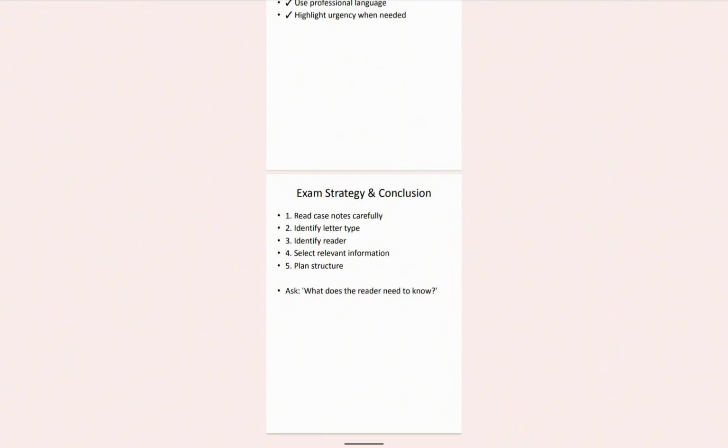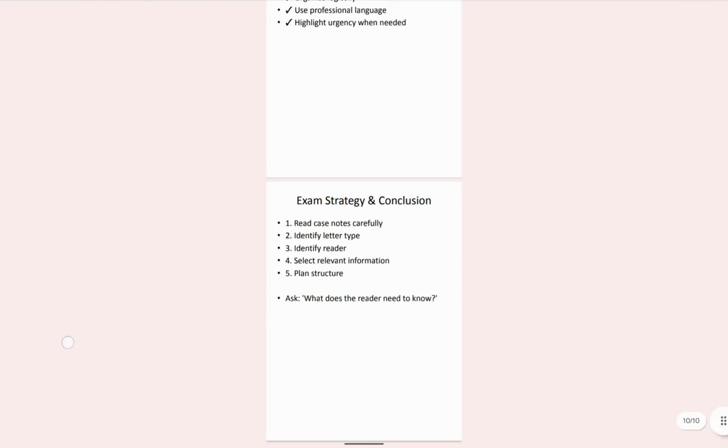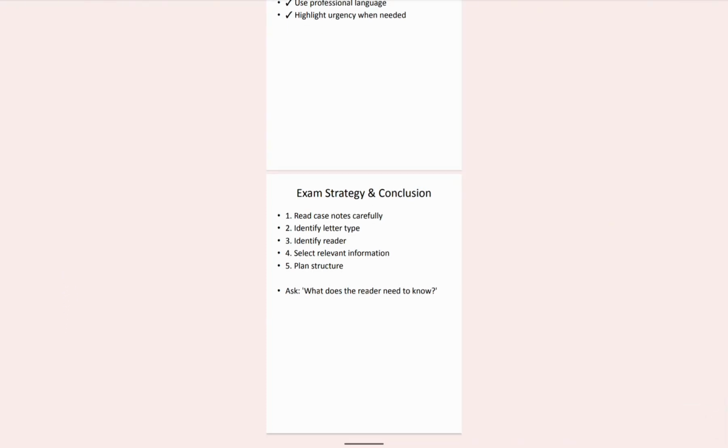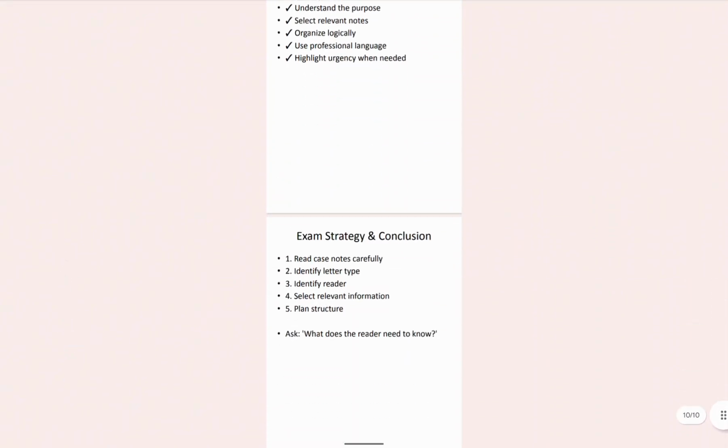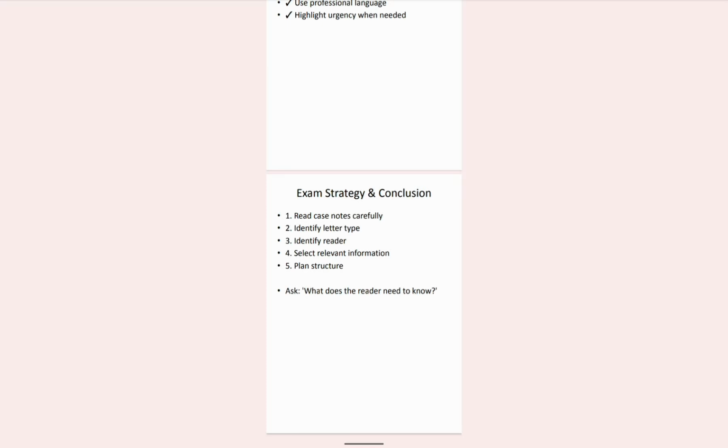Then come some generalized OET writing tips. Identify the reader: the reader here is the person to whom you are referring that patient or writing that letter, usually the other doctor. Then comes purpose: understand the purpose, meaning the type of letter. Then select relevant notes, organize logically, use professional language, and highlight urgency when needed. These are a few generalized tips and tricks regarding OET letter writing.